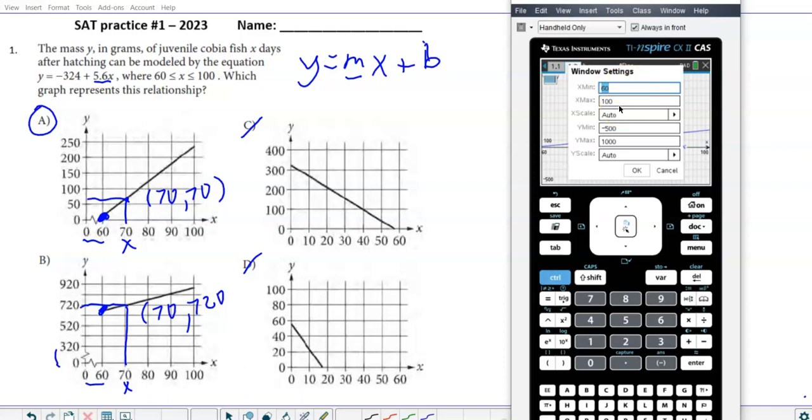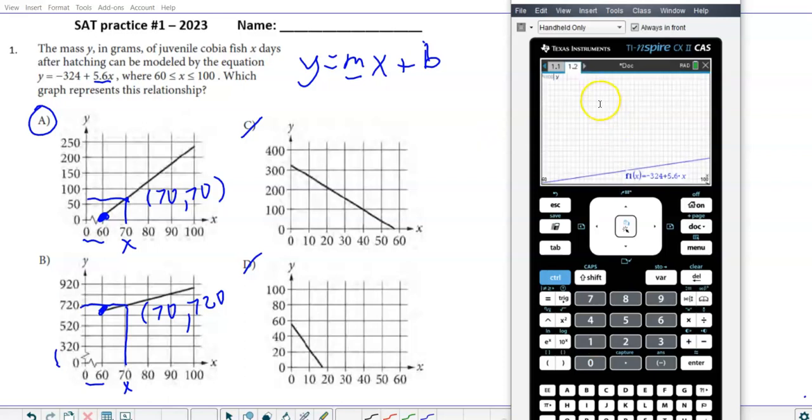So 60 to 100 was our X values. And I went negative 500. If you'd rather, you could just make it 0 there, 1,000, kind of like those, you can make it that way as well. And it should give you a good idea of what the graph might look like.